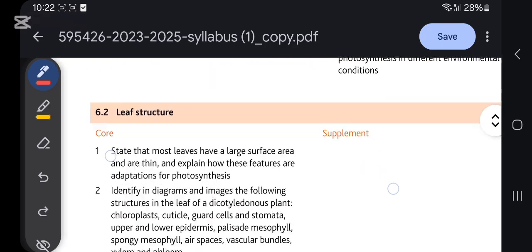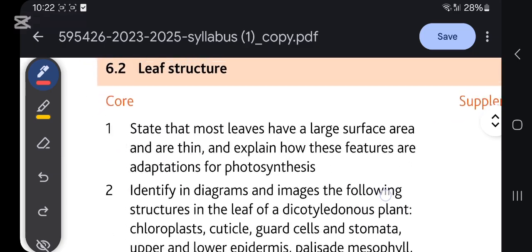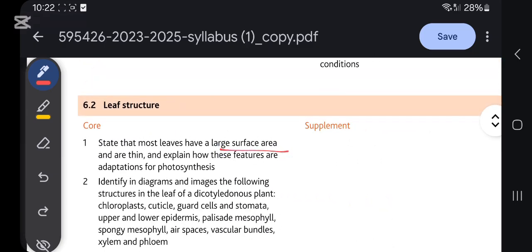Now moving on to the leaf structure, very important. Most leaves have a large surface area and they are thin. Now the reasons for it. The large surface area is going to increase the rate of absorption of carbon dioxide. Larger surface area, greater rate of diffusion, right? So carbon dioxide can diffuse into and out of the leaf faster. For this, you will say into the leaf, because of course it is photosynthesis.